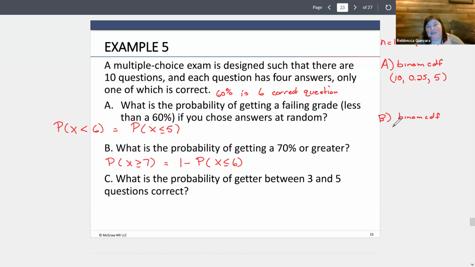So in that case, we're going to have to do 1 minus binomcdf. We have 10 trials, a probability of 0.25, and we will have a 6 here because I'm removing 6 or less. Then C was the probability of getting between 3 and 5 questions correct. I'm assuming that is inclusive again.